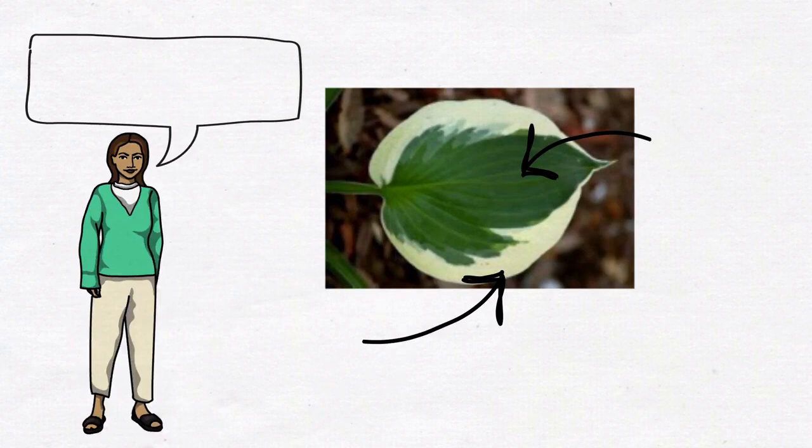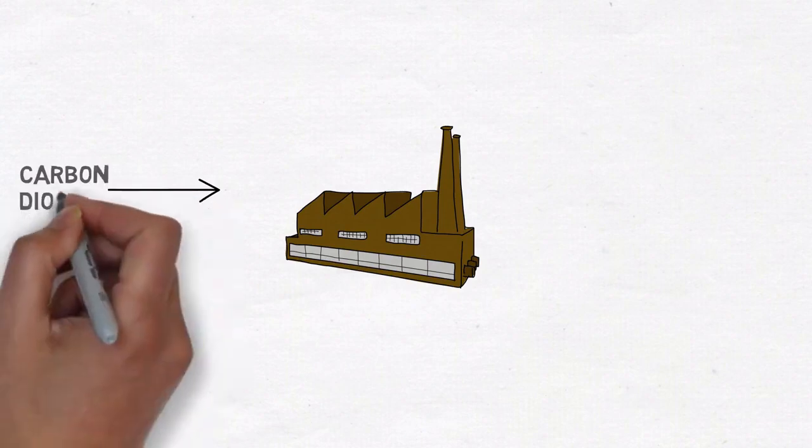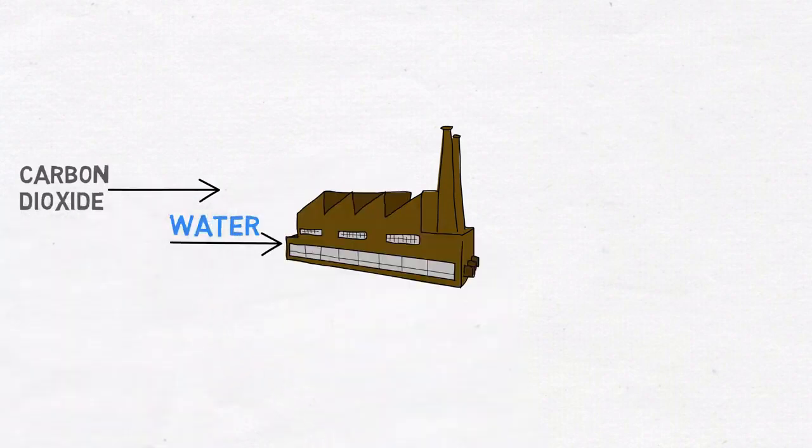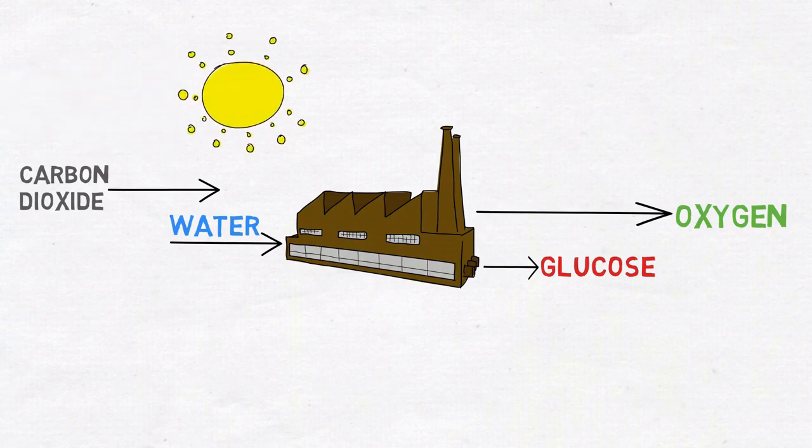Now let's see what happens when a plant cell needs to photosynthesize. The process of photosynthesis is used to produce food for the plant, in the form of glucose. You can think of the chlorophyll as another tiny factory, which takes in carbon dioxide and water and releases glucose and oxygen in the presence of sunlight.